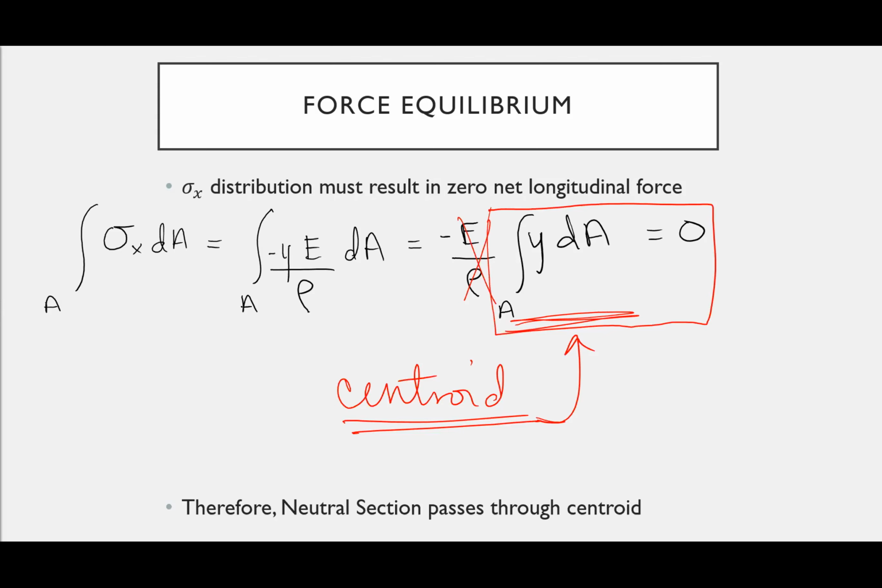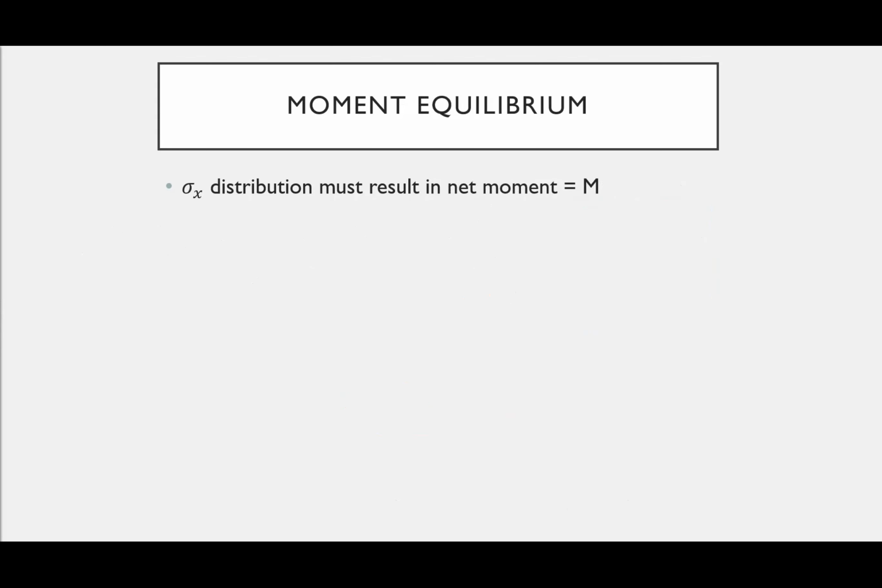Because we're measuring y with respect to our neutral section, we now know that that is at the centroidal location. So the other thing we can do from statics is take moment equilibrium. Only slightly more difficult, only slightly.